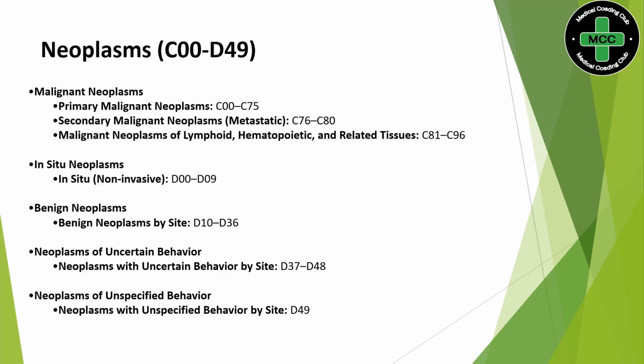Now let's understand the code set for each neoplasm classification. The first one is malignant neoplasm. In that, the primary malignant neoplasm code range is C00 to C75. Next, secondary or metastatic code range is C76 to C80. Then malignant neoplasm of lymphoid tissues is C81 to C96. Next, in situ neoplasm, which is non-invasive, D00 to D09. And benign neoplasm by site, we have the code range D10 to D36. And then neoplasm of uncertain behavior by site, D37 to D48.